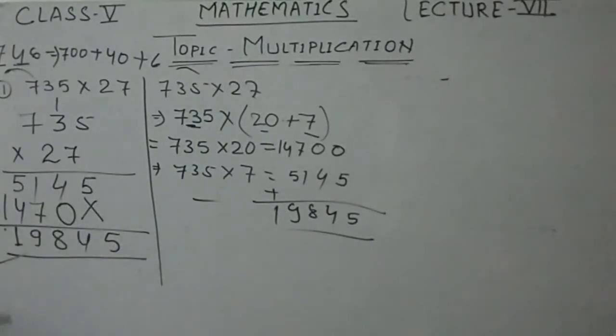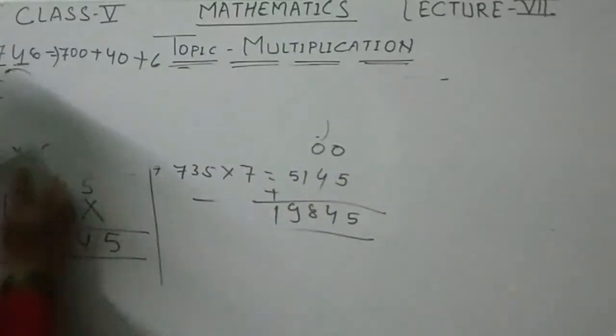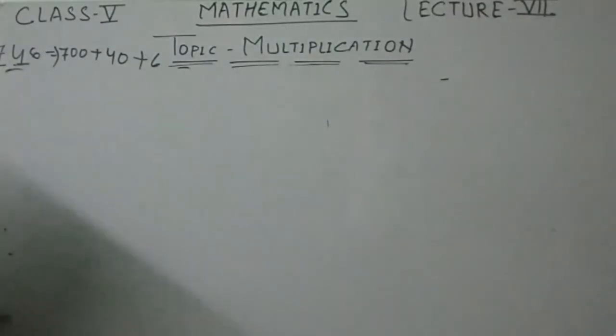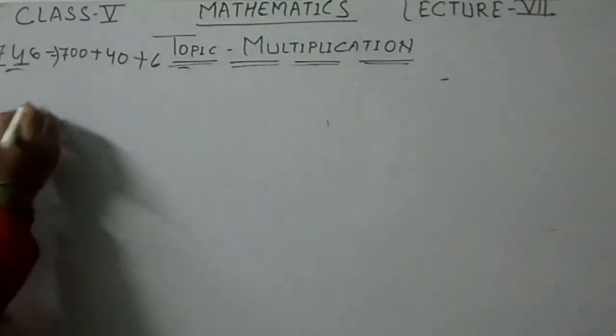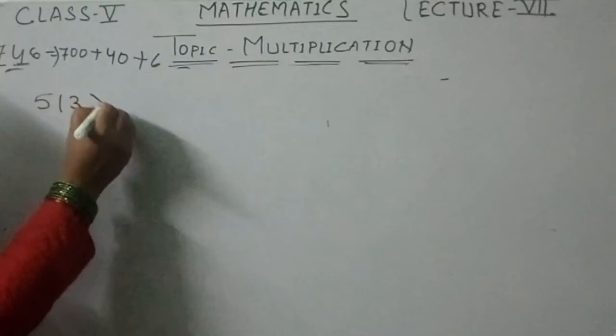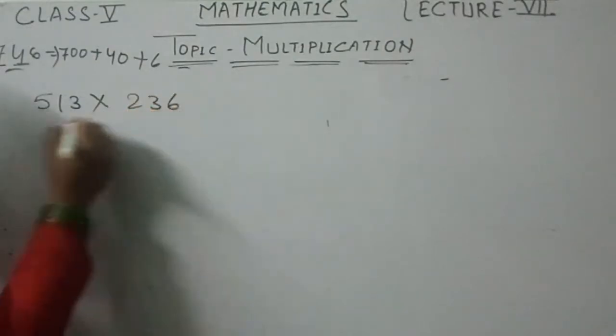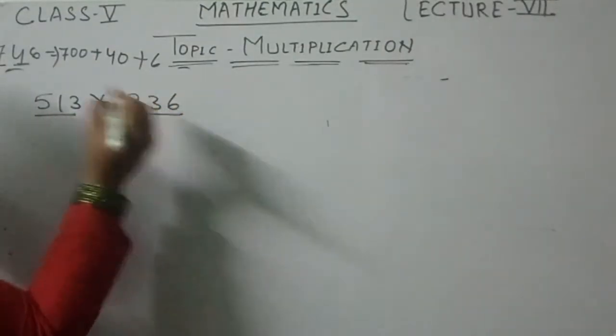So the same way you have to expand. Once I will take a 3-digit number on both sides and explain how to multiply and how to expand the number. 3-digit number, both sides 3-digit. That means the first one is 513 and the second one is 236. This one is also 3 digits. This one is also 3 digits. Now multiply.